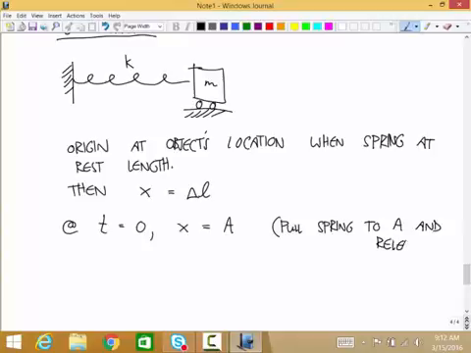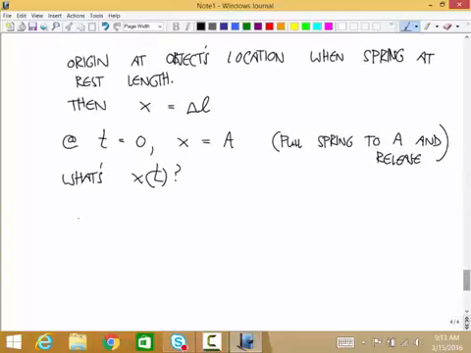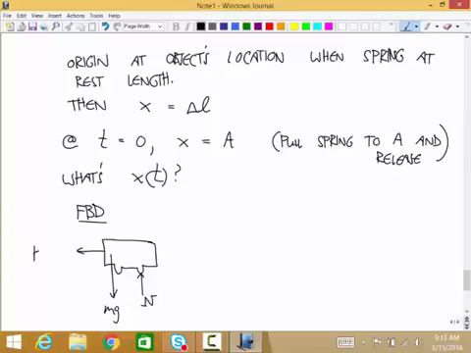And release it. And let's calculate what happens over time. Okay? So we want to calculate the x position as a function of time. So the free body diagram looks like this. We have the weight down, that's mg. We have a normal force up. And we have a spring force that's equal to k times x.